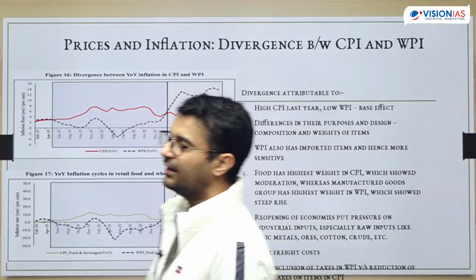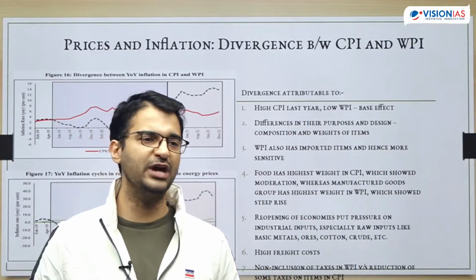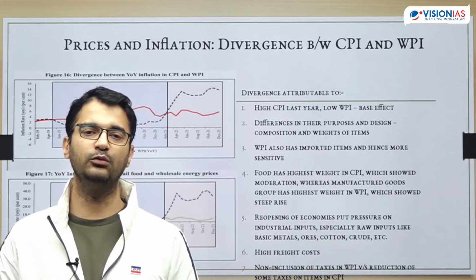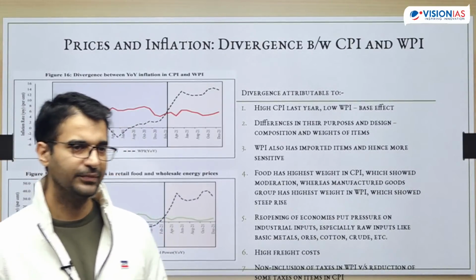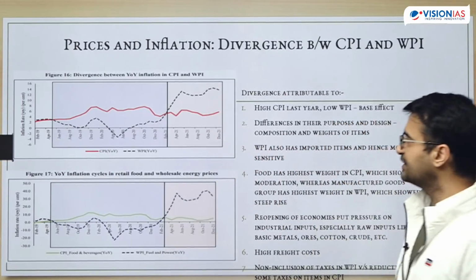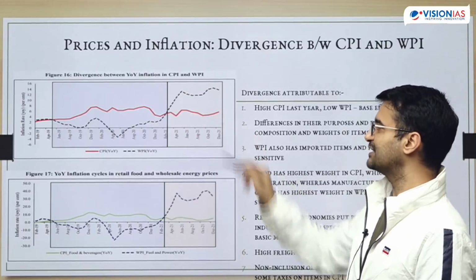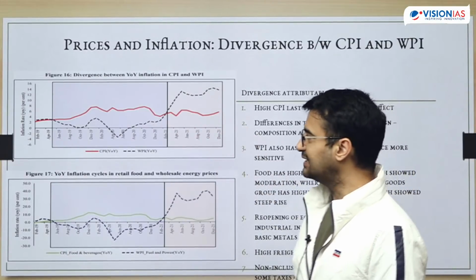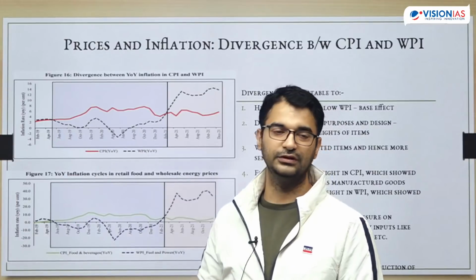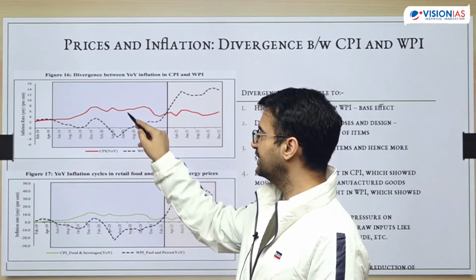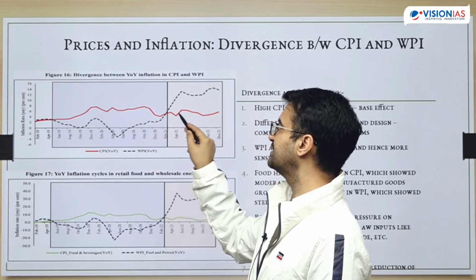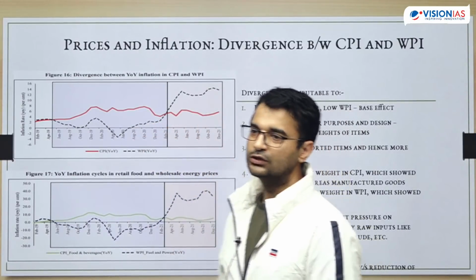More important than simply looking at WPI moving higher and CPI moving low is to look at the reasons for divergence between WPI and CPI. Why is there a divergence? WPI is moving up whereas CPI is moving down. Last year CPI was up and WPI was down. So, as you can see on your screens, there is a divergence between CPI and WPI. Last year CPI up, WPI down. This year WPI up, CPI down. So what is the reason?